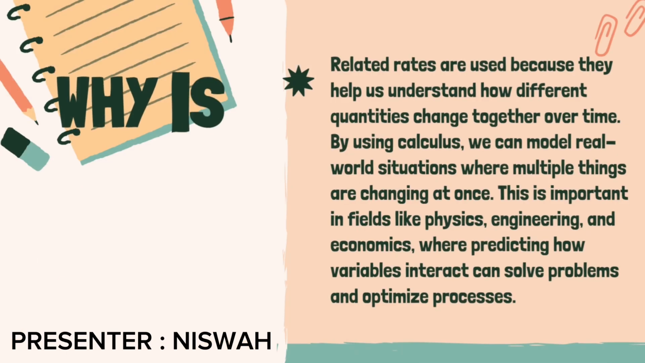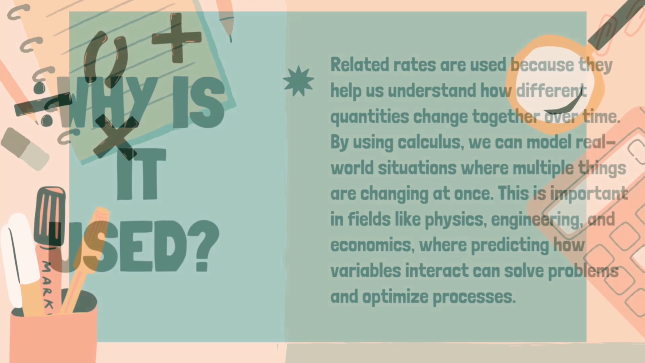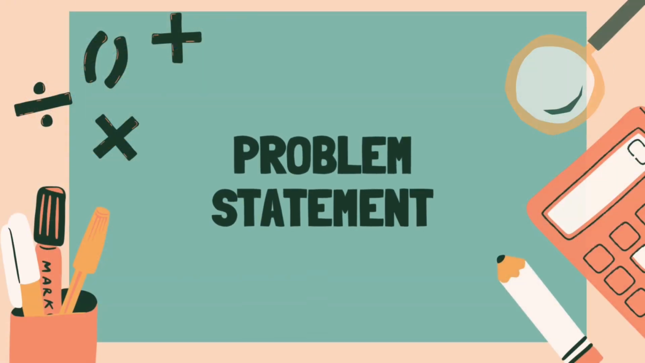And now, why is it used? Related rates are used because they help us understand how different quantities change together over time. By using calculus, we can model real-world situations where multiple things are changing at once. This is important in fields like physics, engineering, and economics, where predicting how variables interact can solve problems and optimize processes. Next is problem statement.